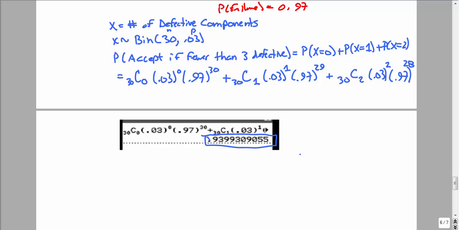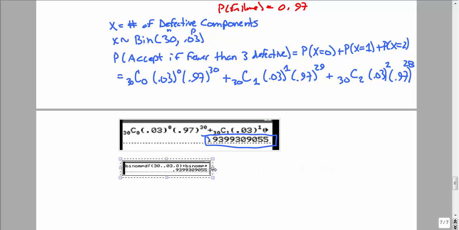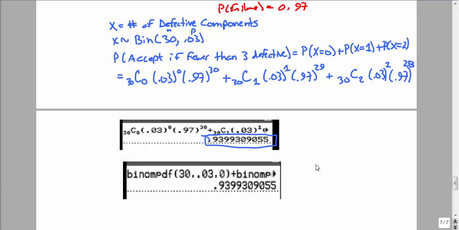So the distributions are usually a little less complicated to input. You don't have to worry so much about parentheses and everything. But it's also nice to be able to do these by hand to understand where the numbers are coming from, and then you can also check them with your calculator. So this would be the shortcut using the distributions.